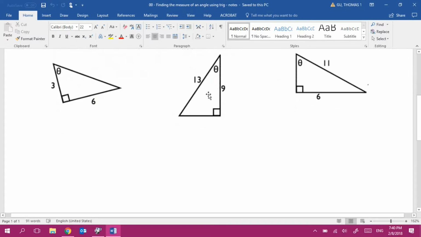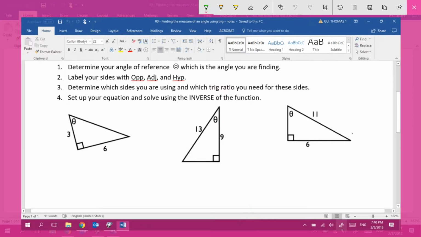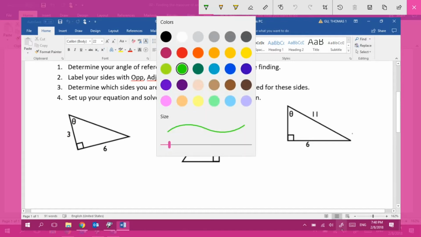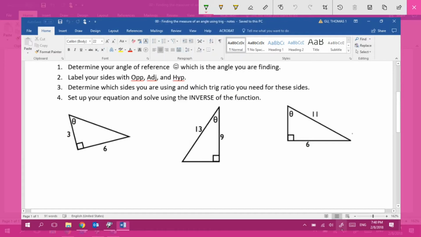All right, so let's see these steps in action. First triangle, the one on the left. First of all, we're going to determine the angle of reference, which is the angle we're finding. They're always going to give that to you, and that's where you're going to be looking from. So in this first triangle, you can see that our angle of reference, theta, is in the top left. Now that we know that, let's label our sides. First, let's label the hypotenuse. That's the easiest one. That's the one across from the right angle, so there's the hypotenuse.